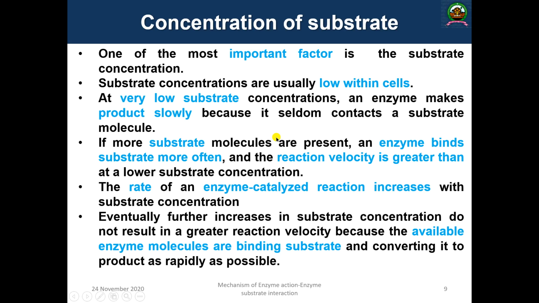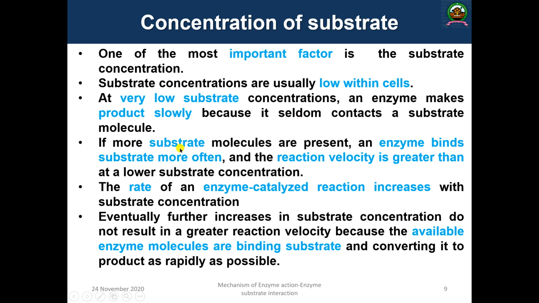So first one, we will discuss the concentration of the substrate. This is one of the most important factors. Substrate concentrations are generally low within the cell. In the body, it will generally be very little. At a very low substrate concentration, an enzyme makes a product slowly because it seldom contacts a substrate molecule.